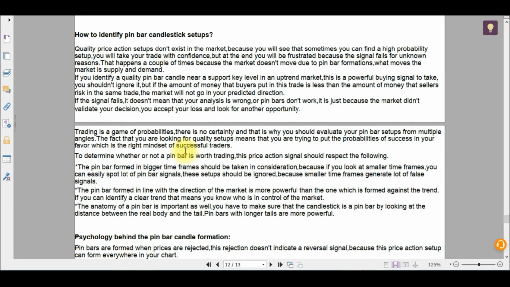And then lastly, you should know that the anatomy of a pin bar is important as well. You have to make sure that the candlestick is a pin bar by looking at the distance between the real body and the tail. Pin bars with longer tails are more powerful. But in general, as we described earlier, the size of the tail should be 2 times the size of the real body of that candlestick for it to be a valid pin bar. If it's longer than that, it just means that it's more powerful because there's a huge rejection on that price point. So together with these 2 other reasons, it will make it a very, very powerful signal.